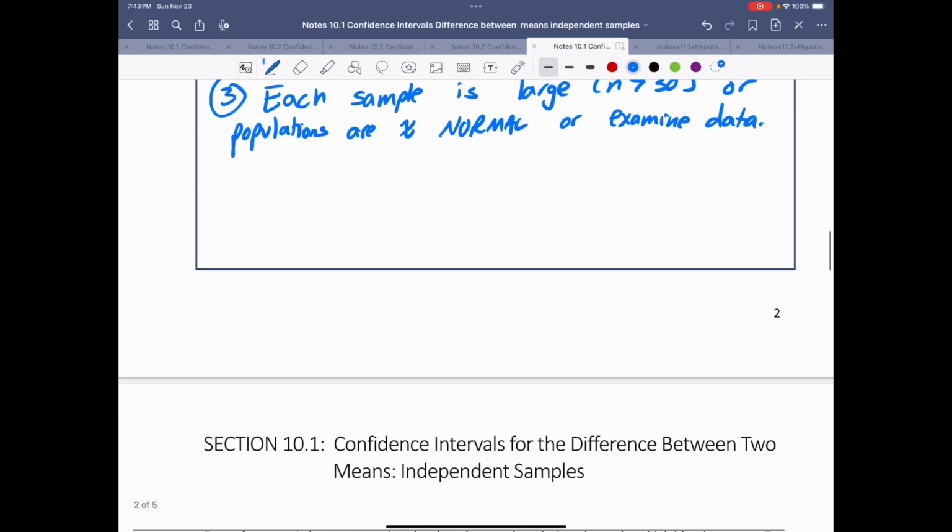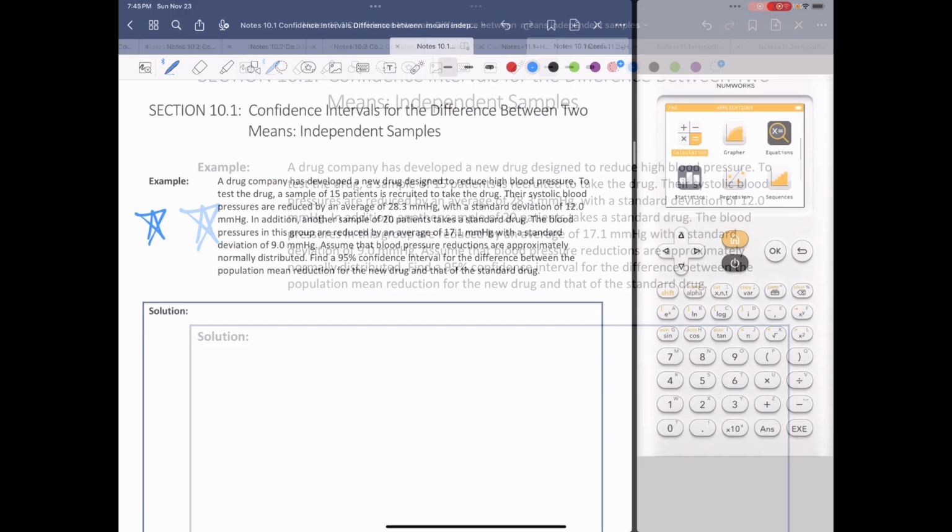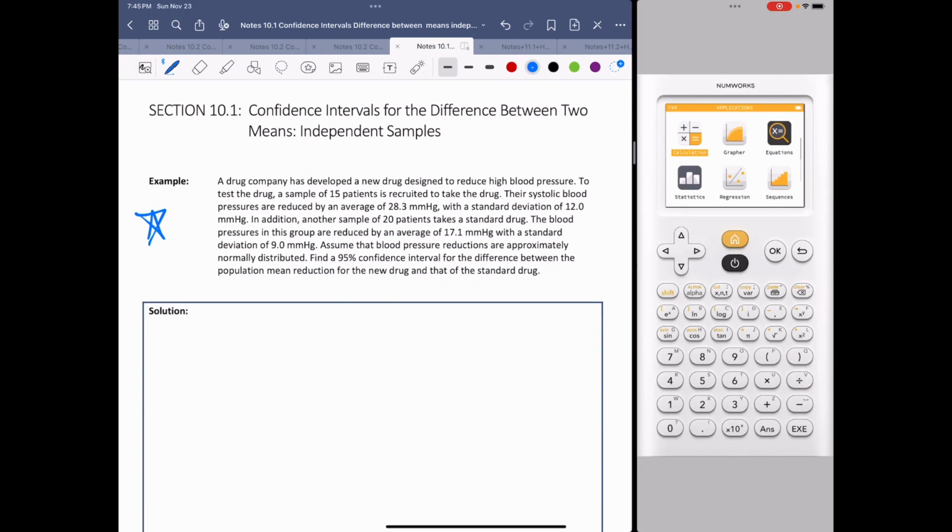All right, pause the video and read over this problem, please. Now notice in this problem that you've got two samples, one that's taken the new drug and one that's taken the standard drug. Notice that it gives you this standard deviation. That is not sigma. That's not population standard deviation. So this is going to be a T interval, and it's going to be what's called a 2-sample T interval. And when you do your screenshots, from now on, you need to put whether it's 1 sample or 2 samples, because we do have 2.